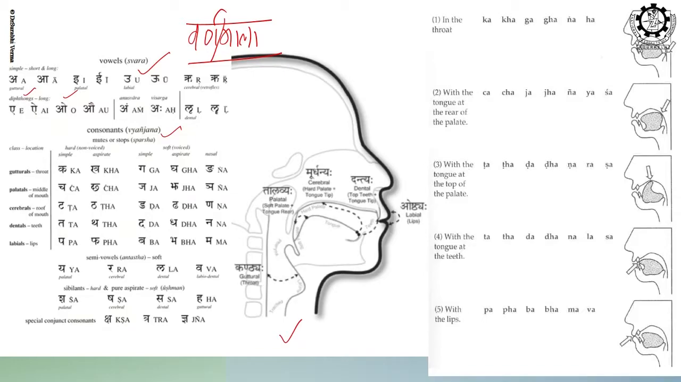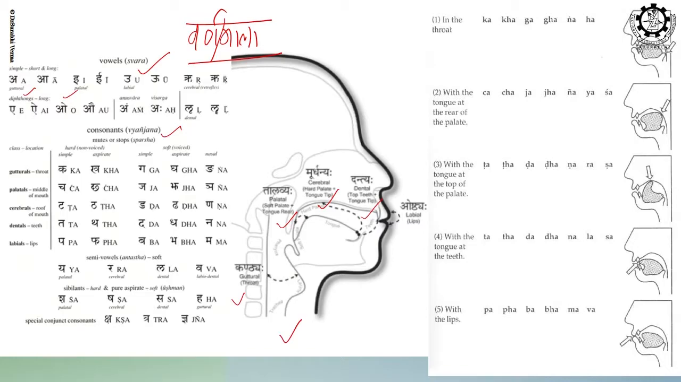When we pronounce the sounds, they are either kanthya, guttural, coming from the throat itself, ka, it's guttural, talavya, palatal, then murdhanya, cerebral, and then dantya, dental, and oshthya, labial. So these are the places of pronunciation, and accordingly we pronounce different sounds. What is important here?